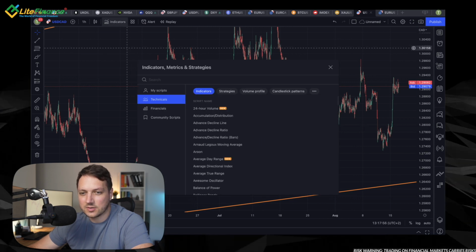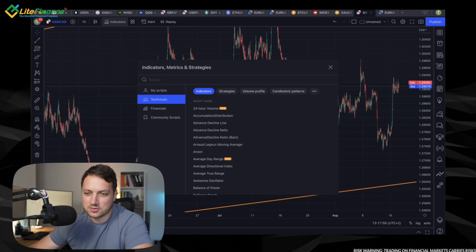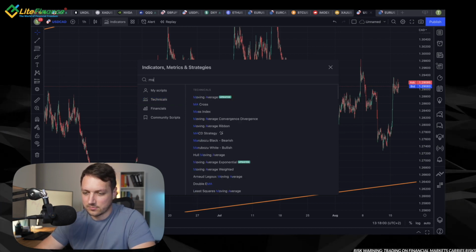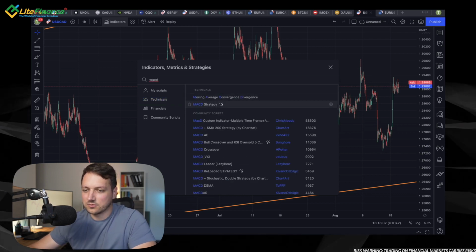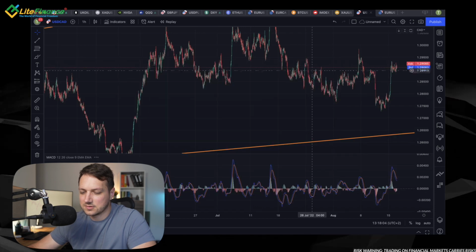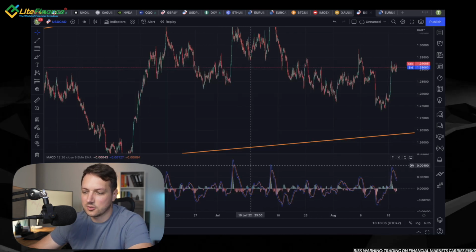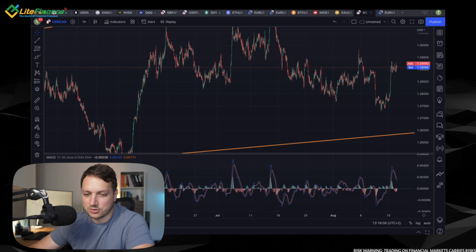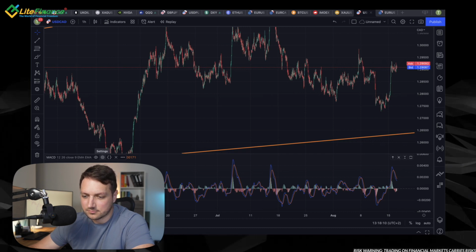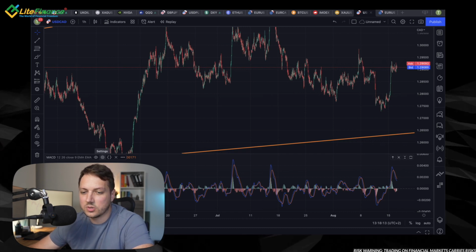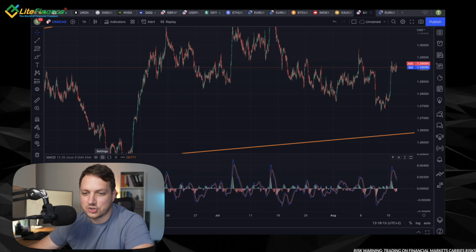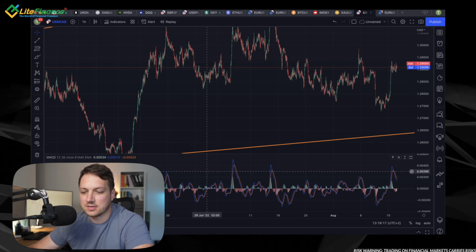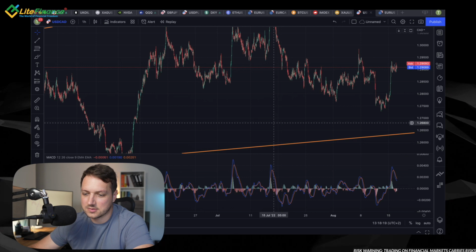In order to add it to the chart, you go to the indicators tab and type MACD, moving average convergence divergence. And so we have it added down below our chart. As for the settings of this indicator, we are leaving them unchanged. We are using the default settings for this strategy.